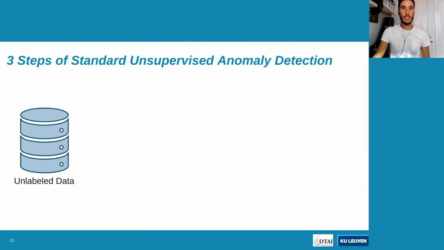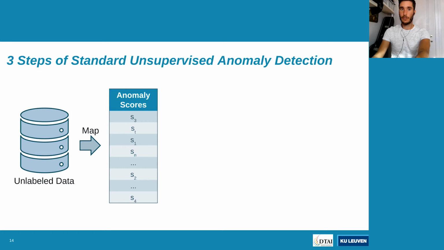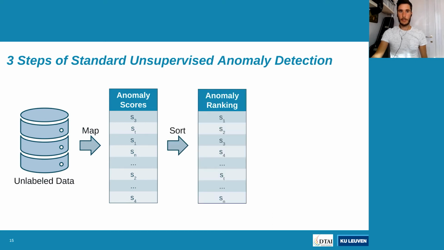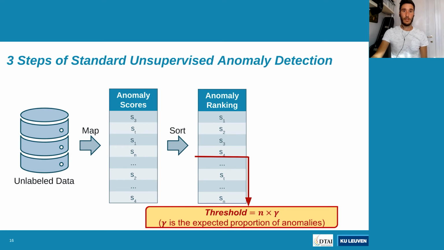But now let's go into details, starting by summarizing a bit the standard process of an unsupervised anomaly detector in 3 steps. Assuming that no labels are available, the anomaly detector first maps each unlabeled example into an anomaly score, which represents its degree of anomalousness, where the higher the score, the more anomalous the example. The second step consists of sorting the anomaly scores in order to put the anomalies at the top of the ranking. By doing this, and by assuming that the expected proportion of anomalies is given, the model sets a threshold such that above it, in the ranking, there is exactly the same proportion of examples as gamma indicates.